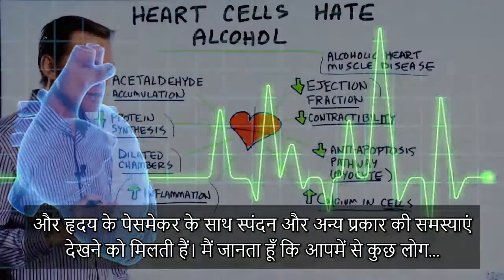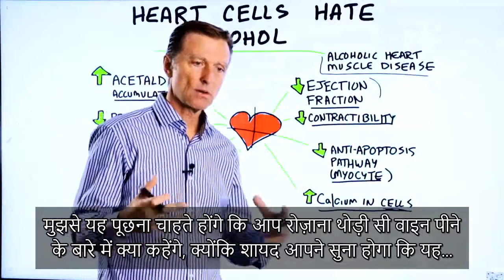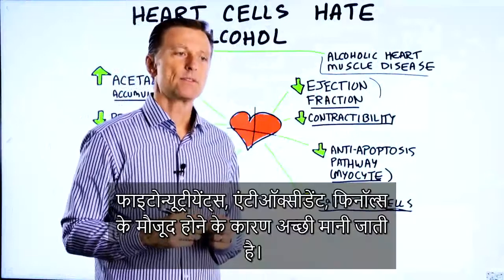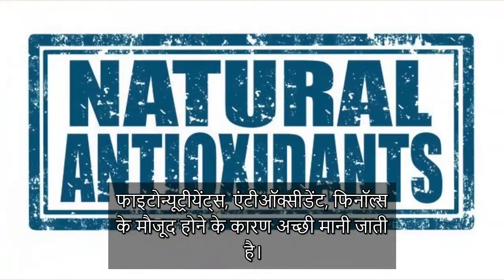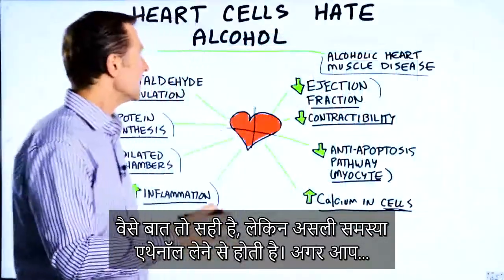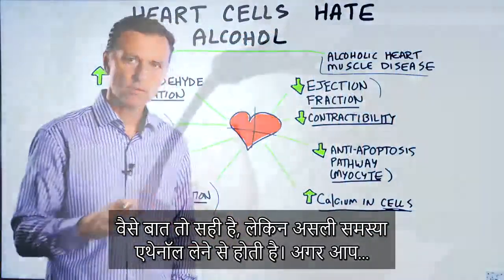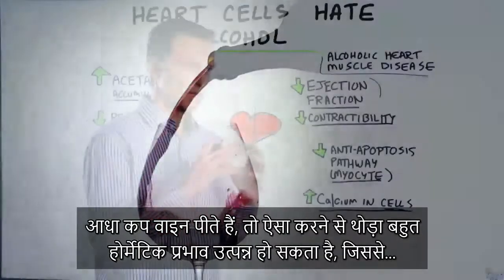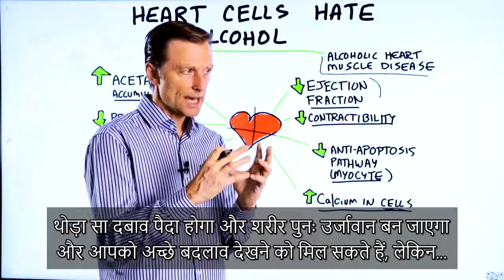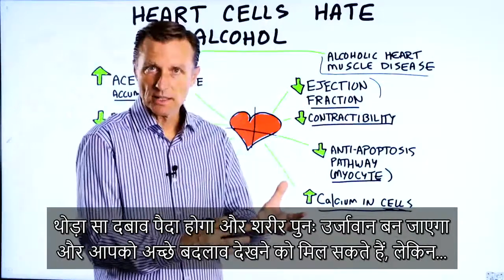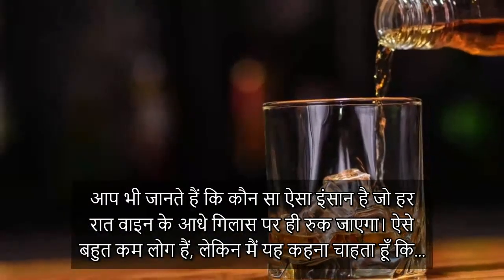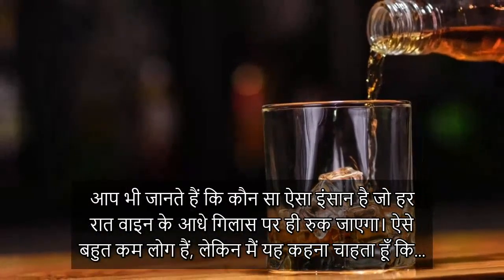Now, I know some of you are going to ask about, what about a little bit of wine each day? I heard that was good for the heart because of the phytonutrients, the antioxidants, the phenols, right? Well, yes, that is correct. But it's the exposure to ethanol that's the problem. If you were to consume a half a cup of wine, that may create a little bit of what's called a hormetic effect, which will add a little stress to cause the body to rebound, and you might see positive changes. But who is going to stop at a half a glass of wine per night? Probably not very many people.